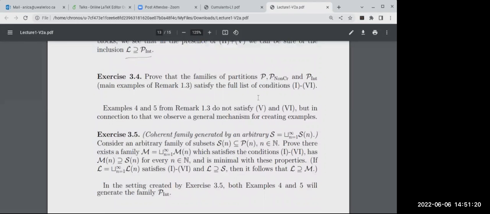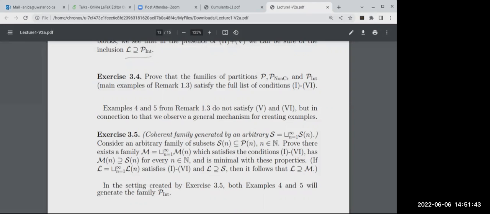Coming back, so the 3 examples definitely satisfy everything 1 to 6. My didactical examples don't satisfy 5 and 6. But there is a thought which comes in connection to that, namely that all the conditions 1 to 6 are stability conditions. And if you have stability conditions, you can always define the generated structure.